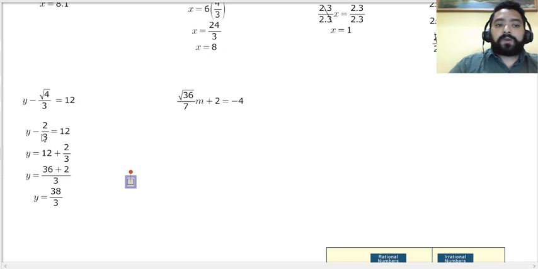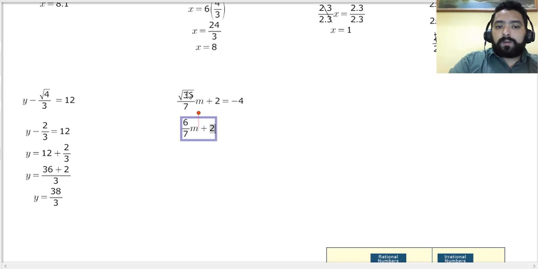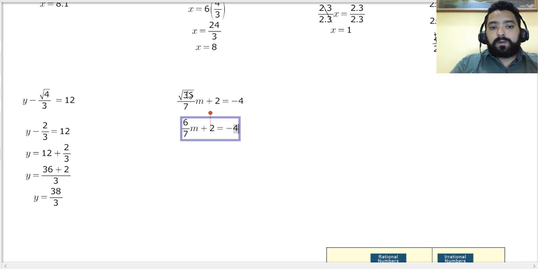It's a rational number because basically we have a fraction. And remember, some square roots are rational and some are irrational numbers. So here we have square root of 36 over 7 m plus 2 equals negative 4. In this case, the square root of 36 is 6, so we have 6 over 7 m plus 2 equals negative 4.